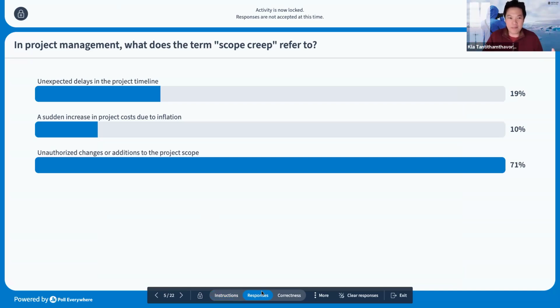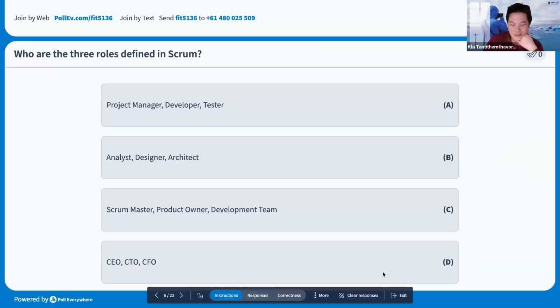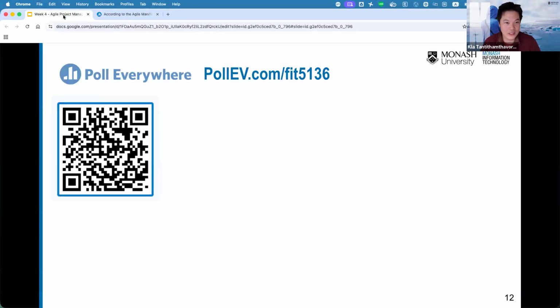It should not be about the time, it should not be about the cost, but what the term scope creep refers to is about the scope. And the only option in these three options here is the C, unauthorized changes or additions to the project scope. All right, okay, good. Thank you. Next. Okay, back to this one.